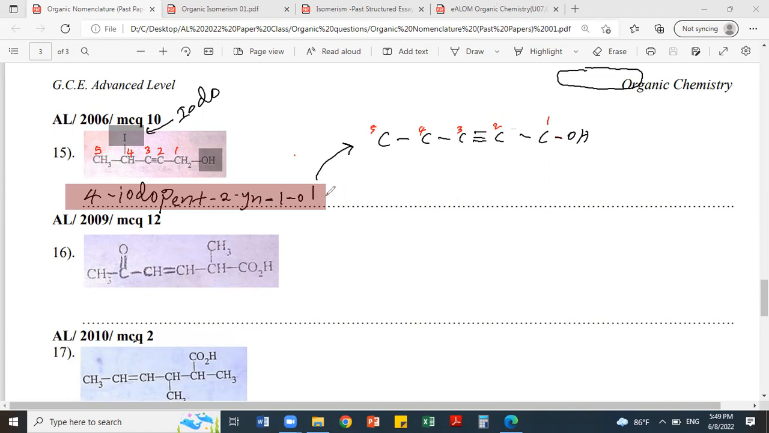After that, what? 4-iodo. On the fourth carbon, iodine is attached. Fourth carbon, iodine is attached. Right. Now, that's it.